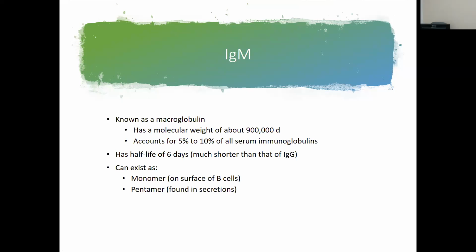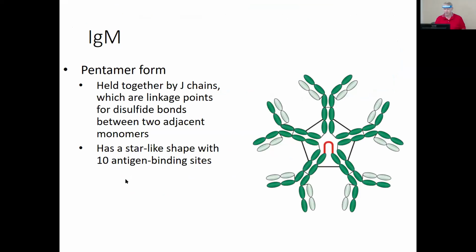But we can remember that the IgM is not always found in the pentamer. We've already seen it in the monomer shape as it came across that B cell as it went into helping the B cell maturation. So here's the pentamer. We see the joining chain, the J chain linkage, with disulfide bonding between two adjacent monomers. The disulfide bonding is between the separate immunoglobulins, and then the J chain keeps it in that pentamer shape.